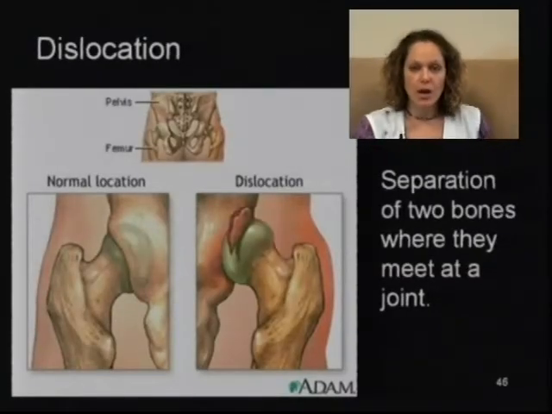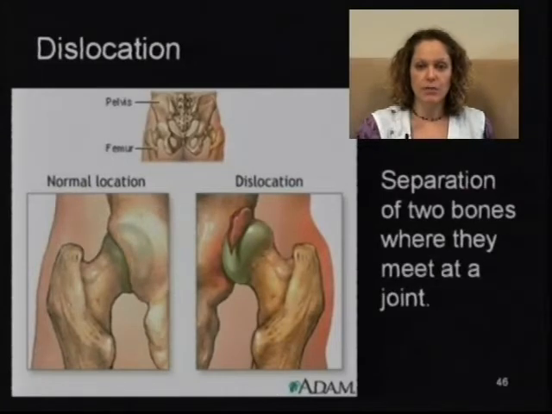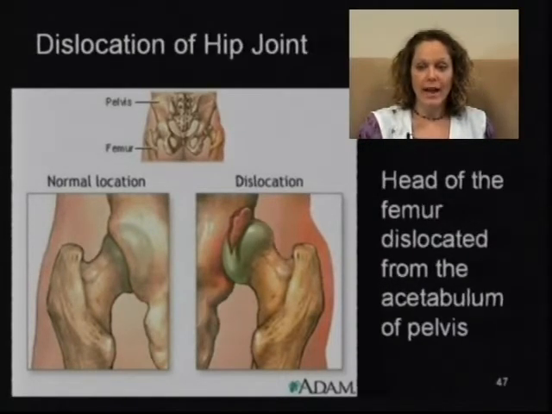So sometimes there are dislocations of the joint. And in a dislocation, there's a separation of two bones where they meet at the joint. So here we see an example of a dislocation of the hip joint. And the head of the femur has been dislocated from the acetabulum of the pelvis.